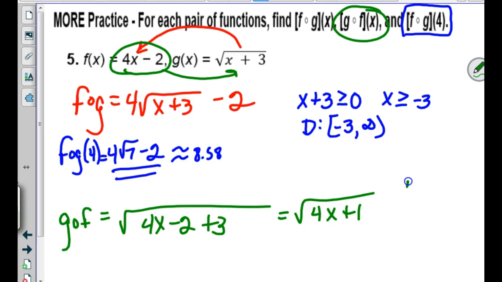All right. Now, if we said 4x plus 1 is greater than or equal to 0, we'd have 4x is greater than or equal to -1, x is greater than or equal to -1/4. Which is more restrictive, the original function or this one?